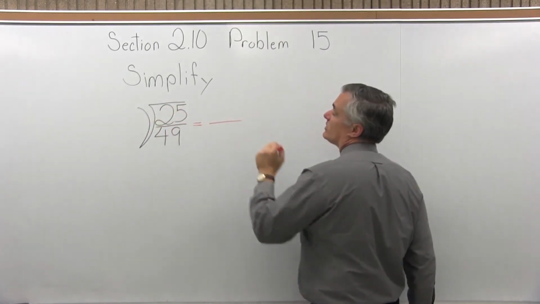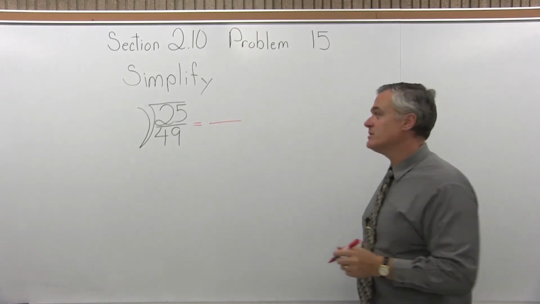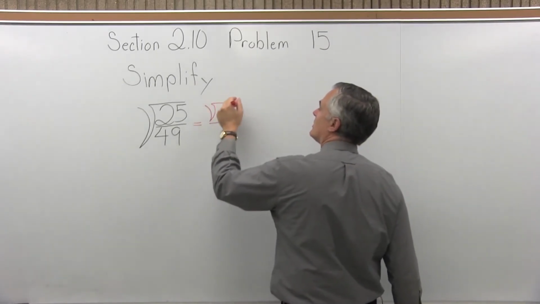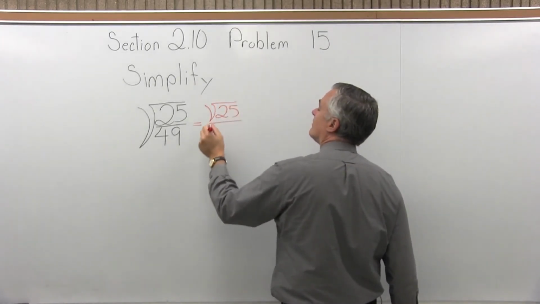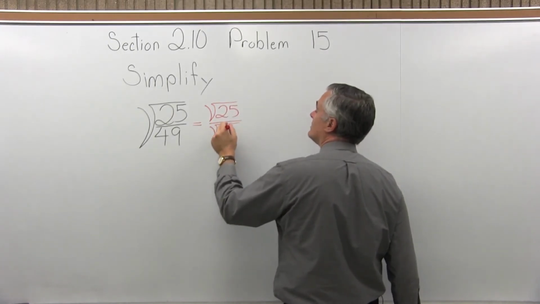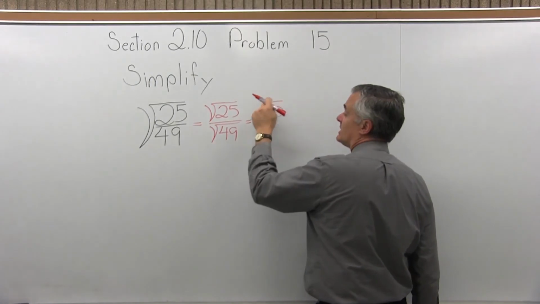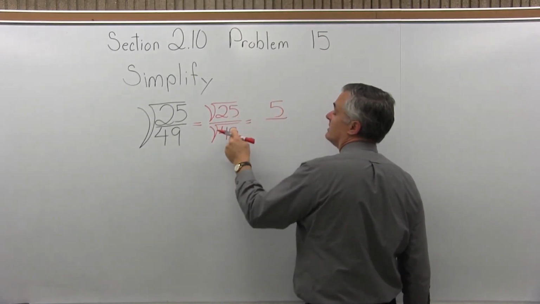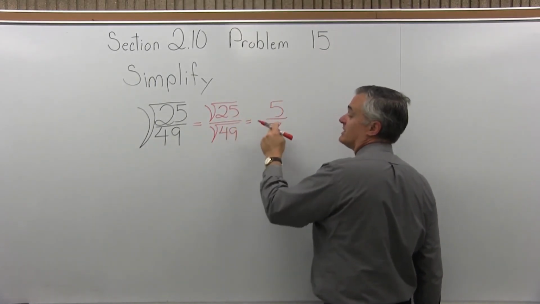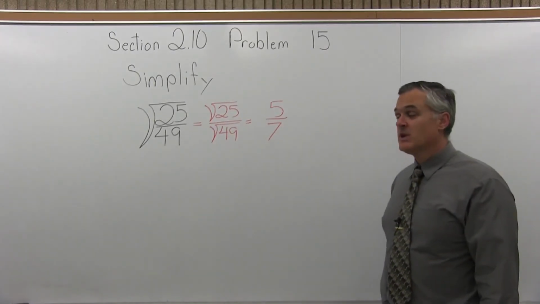So really what you want to do is think of it as two separate square roots. You can think of it as the square root of the numerator, square root of 25, over the square root of the denominator, square root of 49. So square root of 25 is 5, because 5 times 5 is 25. Square root of 49 is 7, because 7 times 7 is 49.